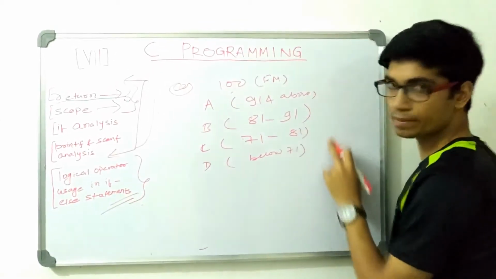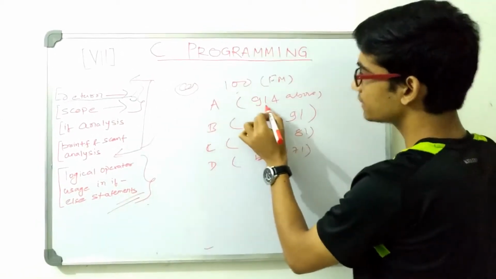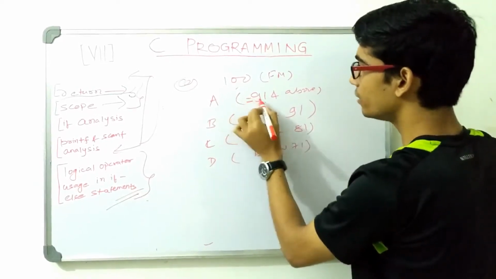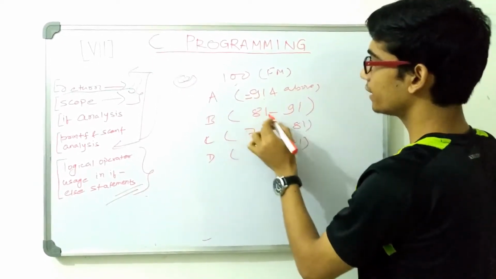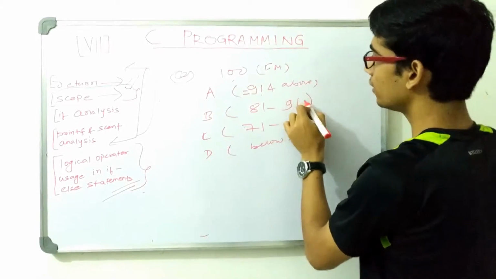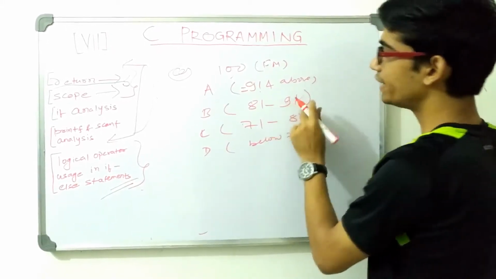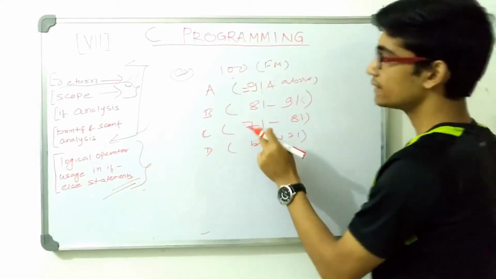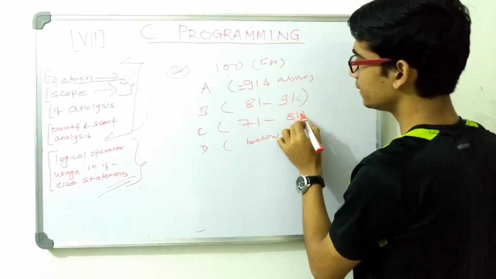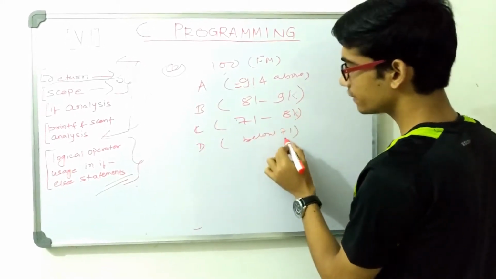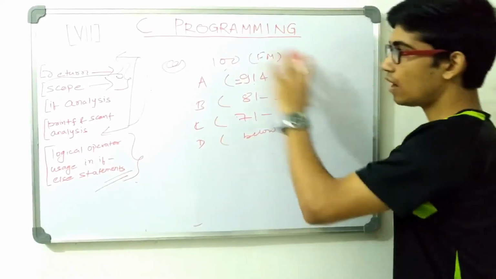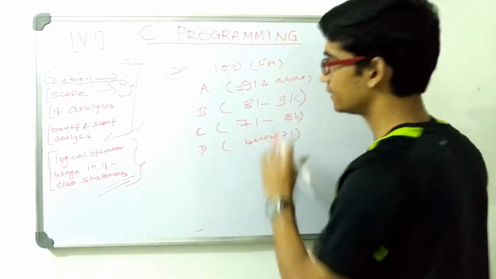So remember the breakup. This is the breakup. Grade A, we have marks 91 or above, equal to 91 or above. Okay, 81 or less than 91. Okay, 91 is not included in this. 71 or less than 81, and below 71 the grade is D. So how we will decide? See.